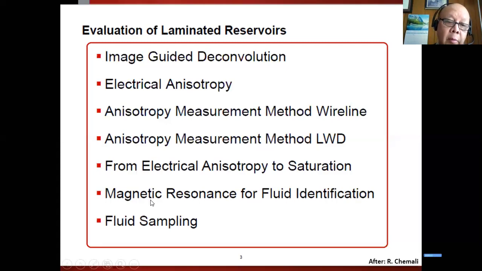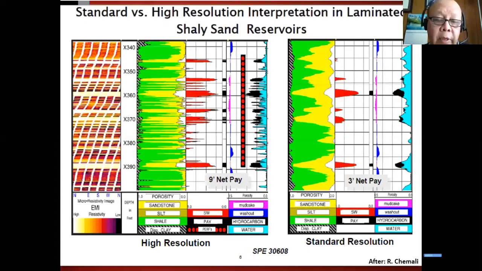Because NMR logs usually have better resolution than normal standard logging tools, they might be able to detect hydrocarbon, whereas the standard resolution tool might miss it. So here is the comparison of the same well evaluated using a high resolution method and a standard resolution method.